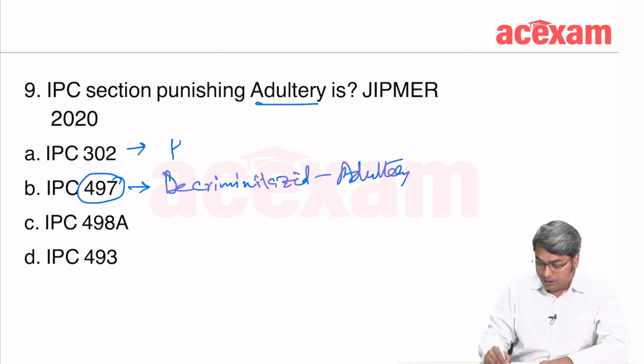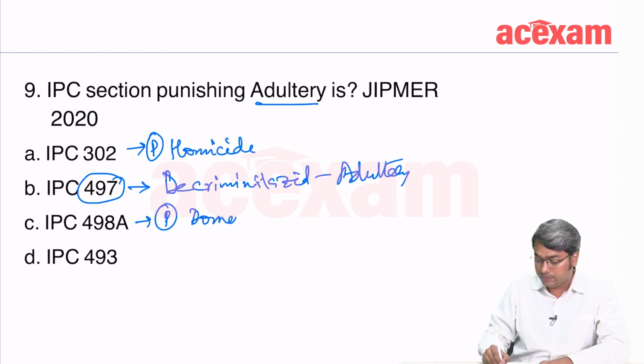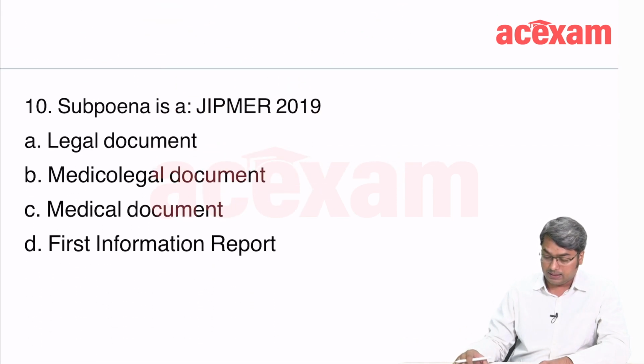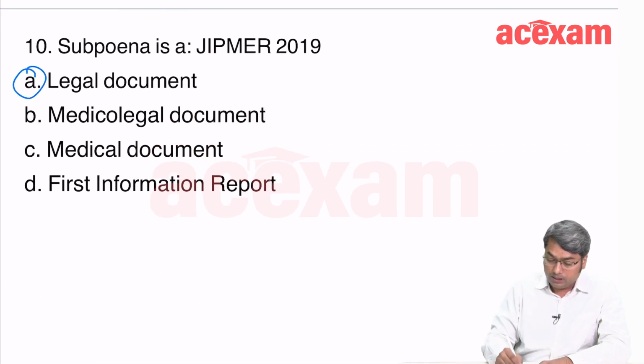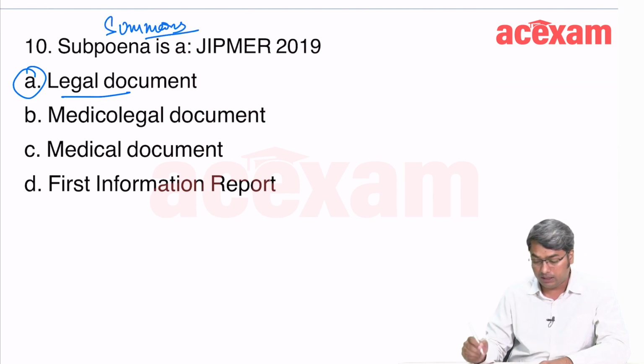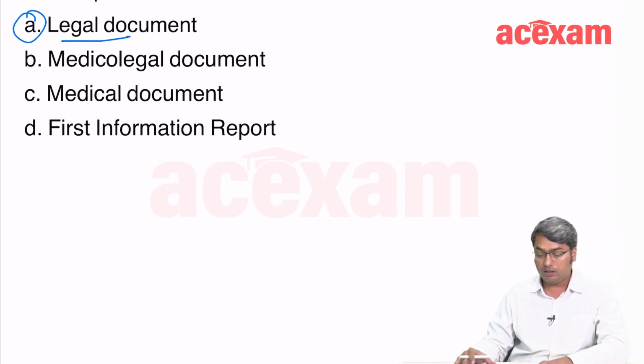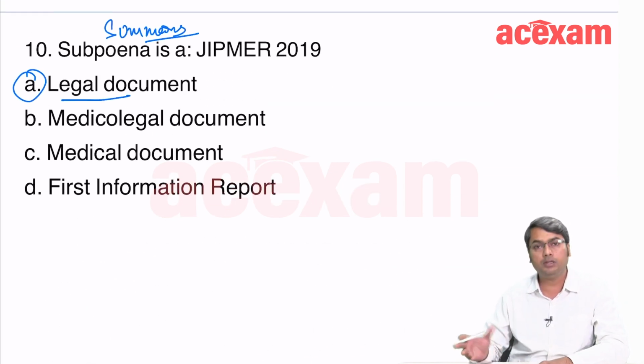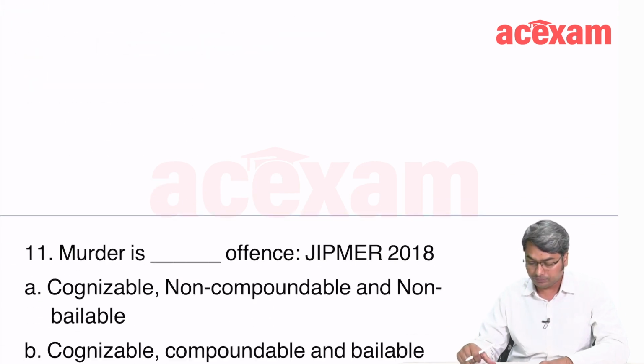302 deals with homicide, punishment of homicide. 498 is the punishment for domestic violence. Next, subpoena is a legal document. Subpoena or summons, that is a legal document. It is not a medico-legal or a medical or FIR. It is a legal document which instructs a person to be attending court.